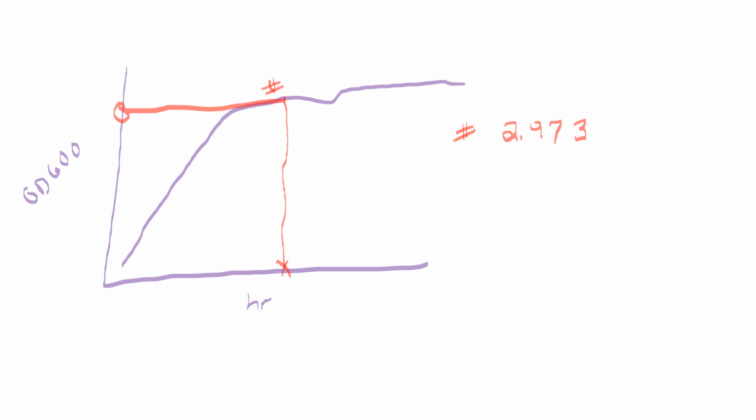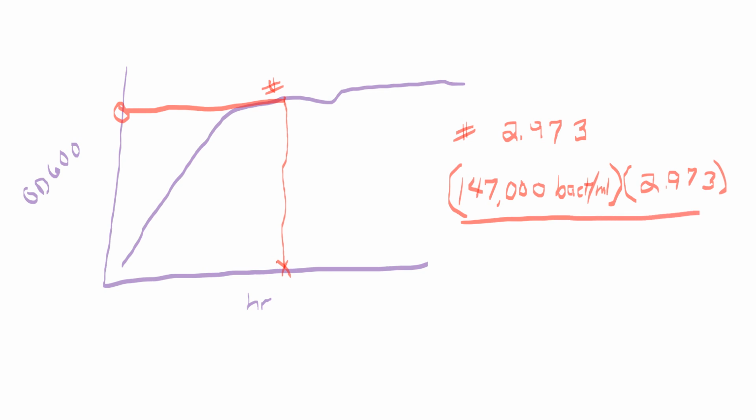You take the 147,000. That's your bacteria per mL, or your CFU per mL. You're going to take this number and multiply it by 2.973. There is a point right there. And you're going to divide that by the 0.892.